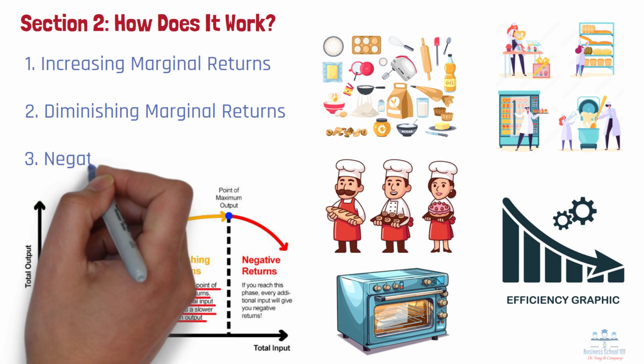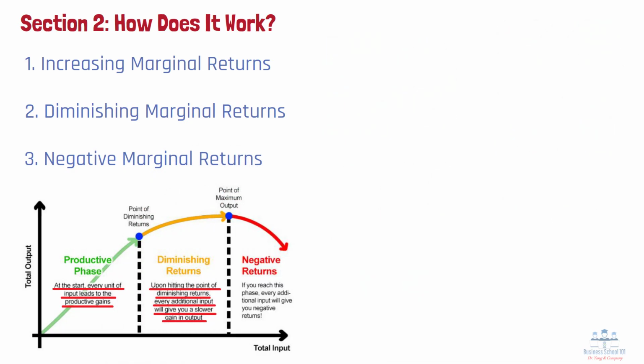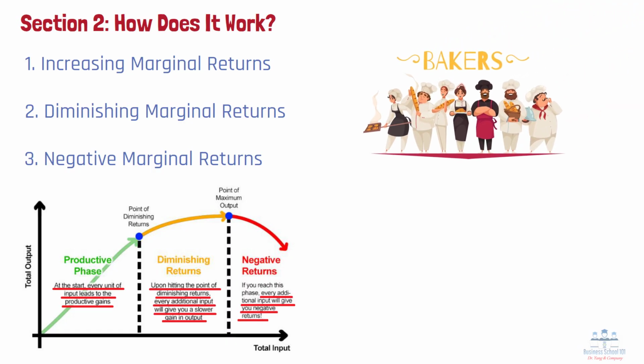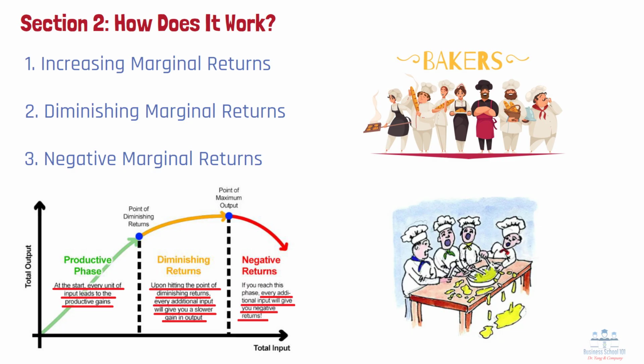Stage 3. Negative marginal returns. Eventually, adding more input can actually decrease output. Overcrowding or overuse of resources can lead to inefficiencies, mistakes, or even losses. For example, if the bakery hires too many bakers, they may start bumping into each other and working less efficiently. Too many workers in the same space can cause confusion, leading to fewer cakes being produced than before.